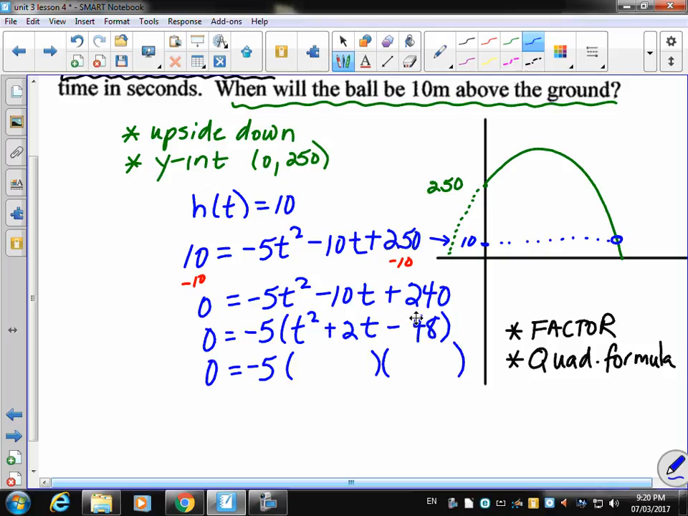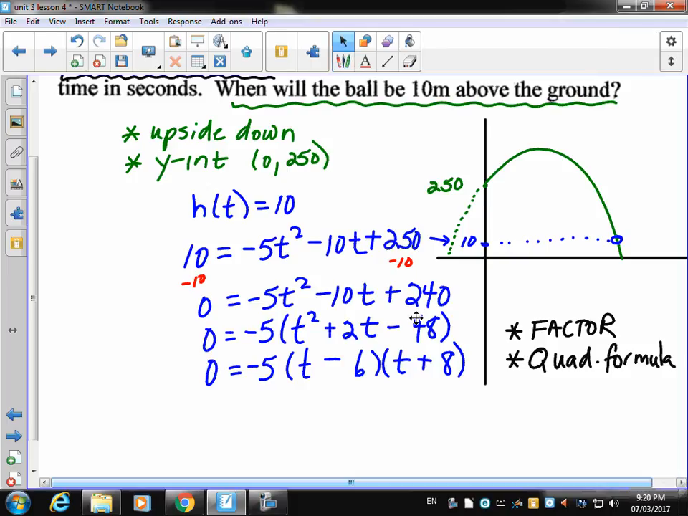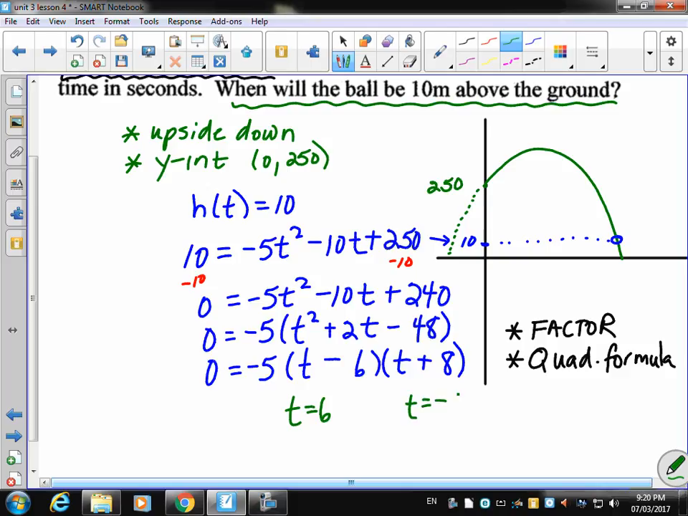hoping it's a nice simple trinomial where I have t at the beginning of both brackets, two numbers that multiply to 48 and can add to 2. Well, I know 6 and 8 can multiply to 48 and are 2 apart. So I want my larger one to be positive so that it will add to positive 2. I have my two t values, t equals 6 or t equals negative 8. So the negative 8 one doesn't make sense in this problem, but after 6 seconds, that equation is equal to 10. We have solved our problem by factoring.